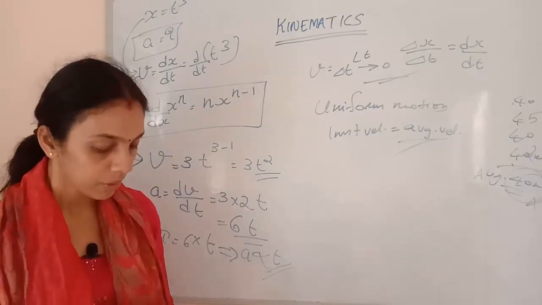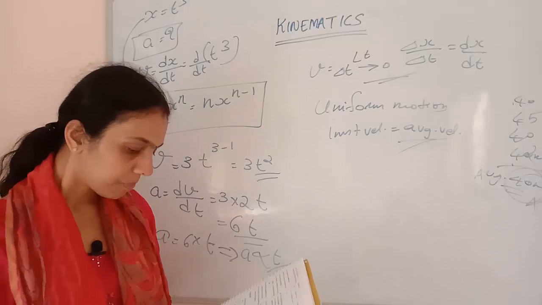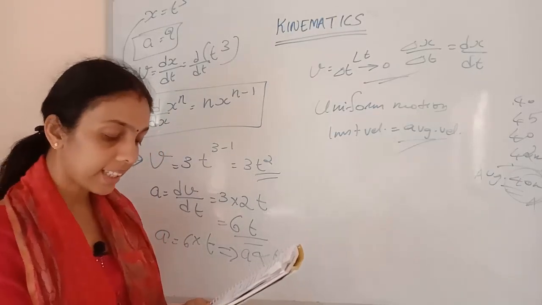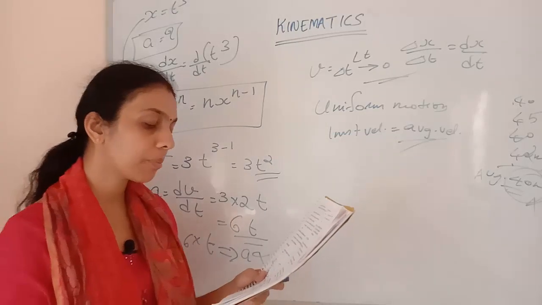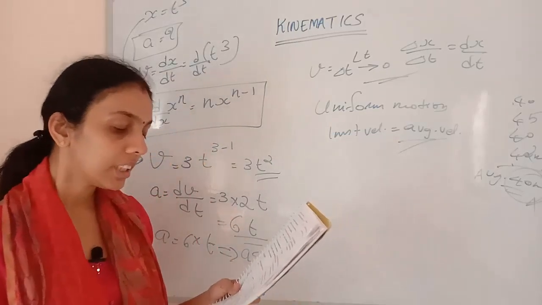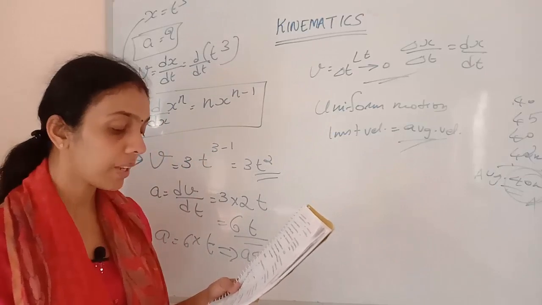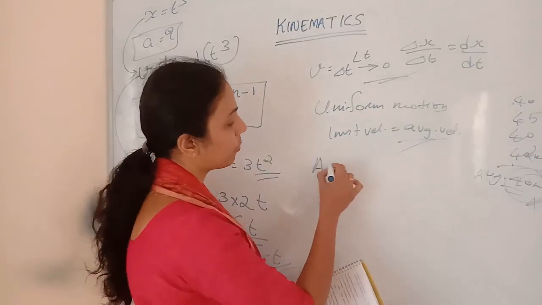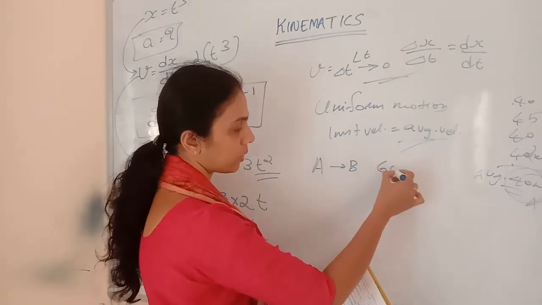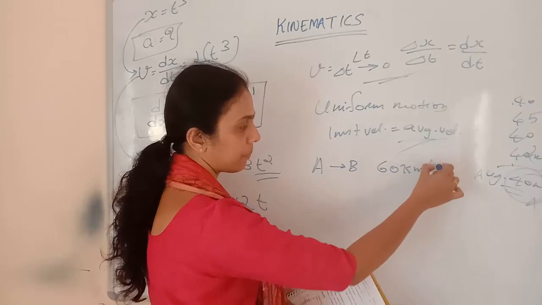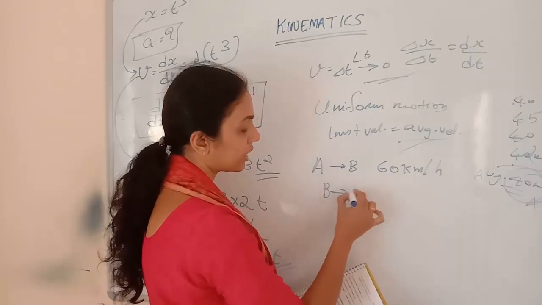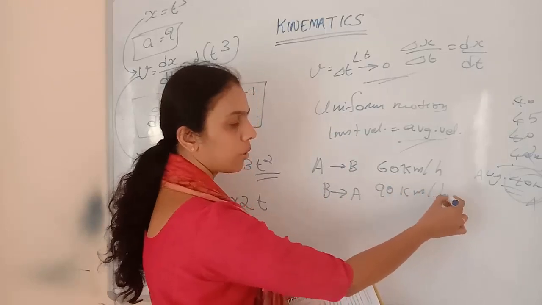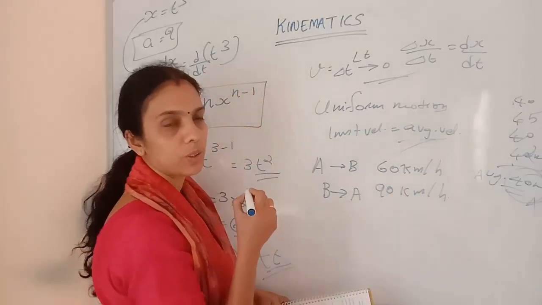Okay, the next one is: a car travels from A to B at 60 km per hour and returns from B to A at 90 km per hour. What is its average velocity and average speed? From A to B it is moving with a velocity of 60 km per hour. From B to A it is moving with a velocity of 90 km per hour.